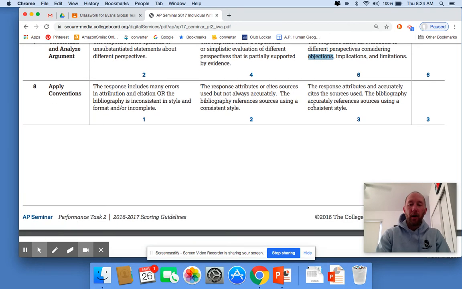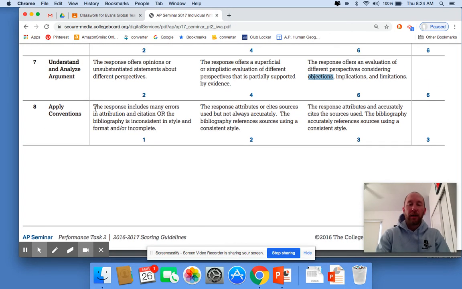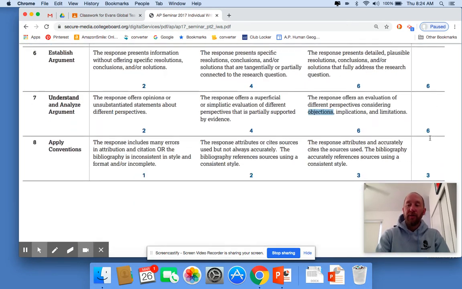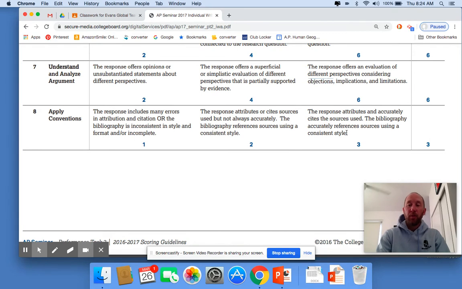Now we get to the hard part, but if you notice, conventions are worth half as much as the other rows that we've talked about. So this is only 3 points. The response attributes and accurately cites sources. The bibliography accurately references sources used using a consistent style. So this is our works cited. These are our in-text citations. Make sure you're using MLA format. Under writing resources, there's a PowerPoint that details all the ways in which you cite sources.